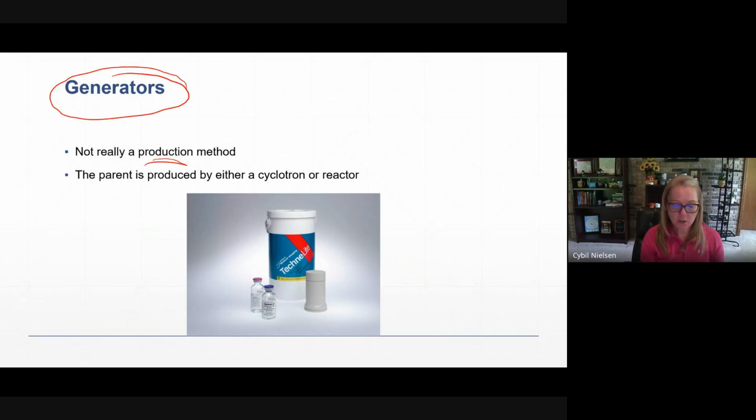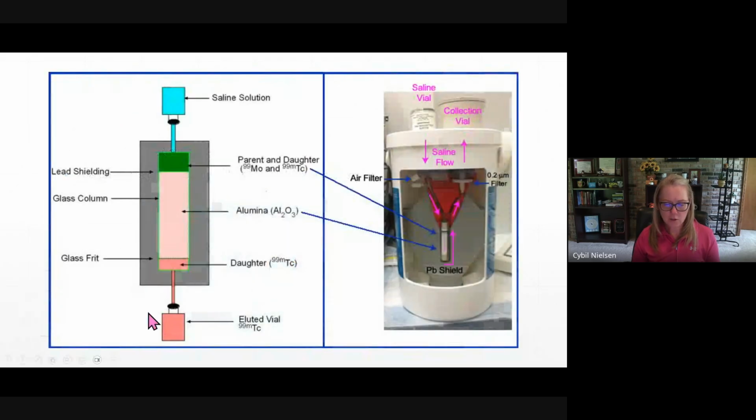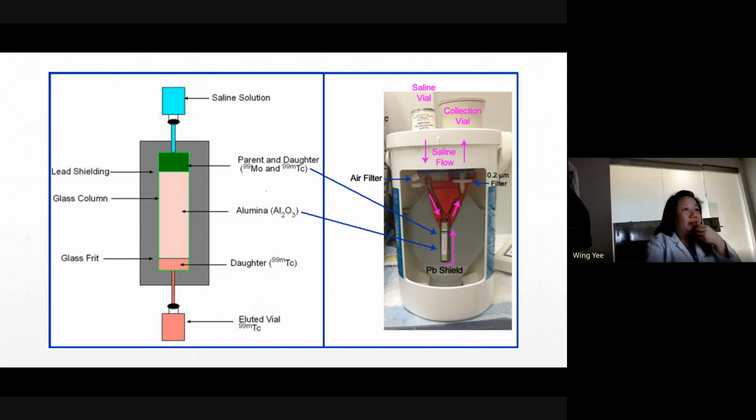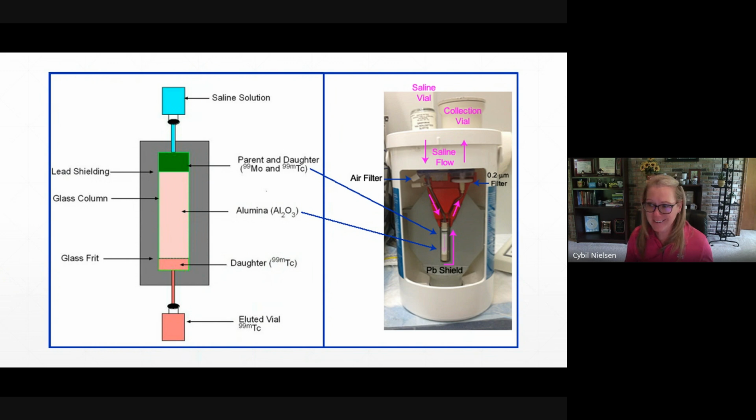Okay, so the third way is generators. Generators, not really a production method. The parent is going to be made in a cyclotron or a reactor. All right. Have you ever milked a generator? No. Yeah, most of us haven't. So I don't know why we have to teach this, but we do.